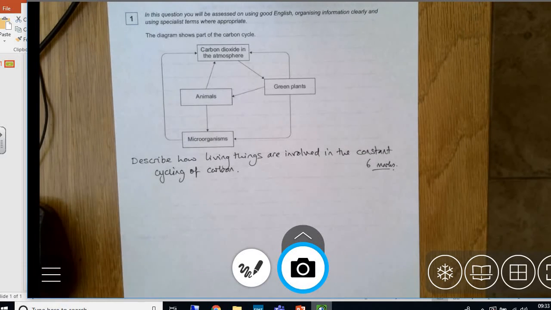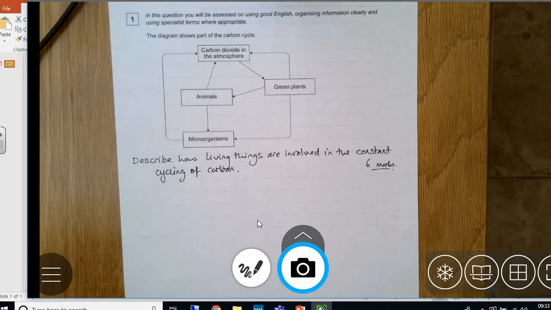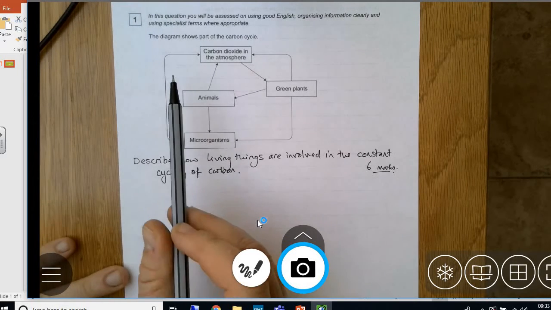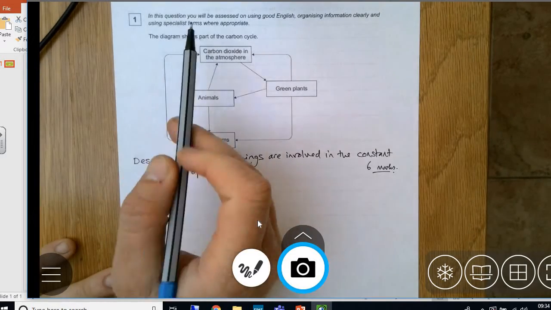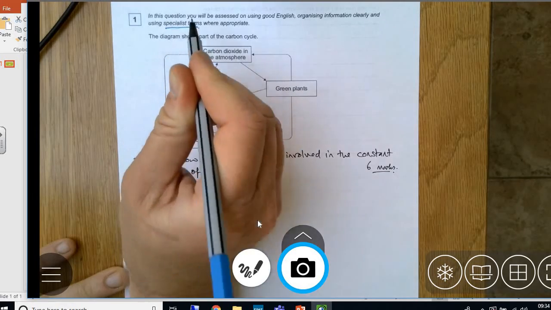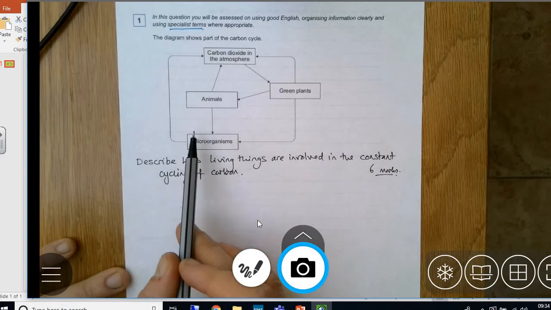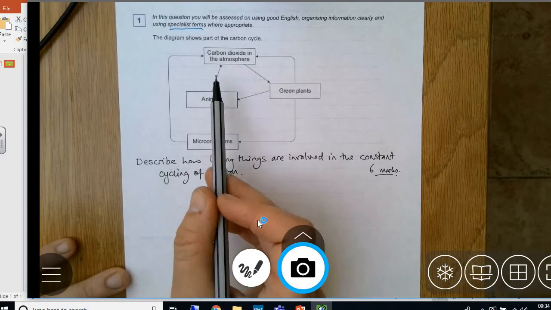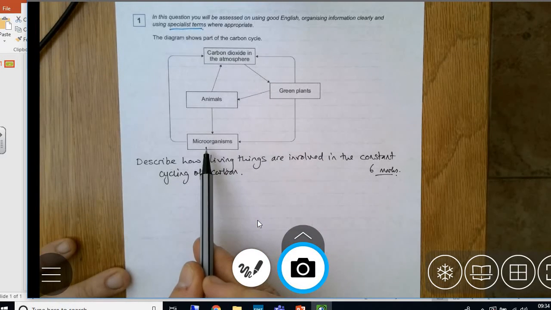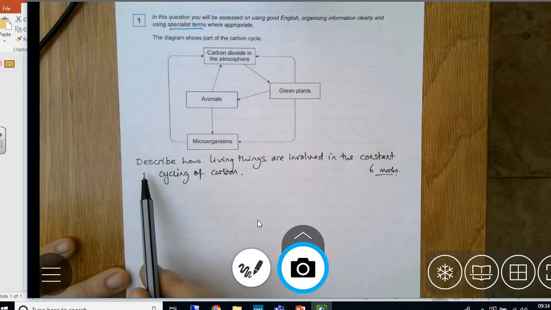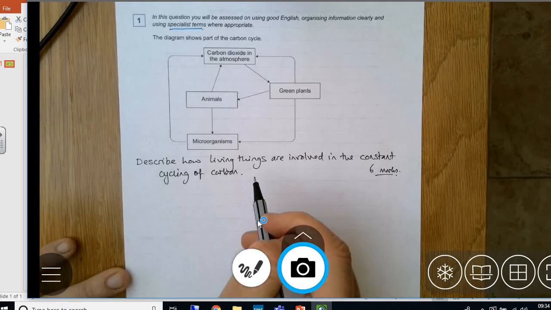Okay, so let's look at the question first of all and work through how to answer this. The question said you will be assessed using good English, organising information clearly, and using specialist terms where appropriate. The question showed you a picture of part of the carbon cycle. Four parts: carbon dioxide in the atmosphere, green plants, animals, and microorganisms. And the question said, describe how living things are involved in the constant cycling of carbon.